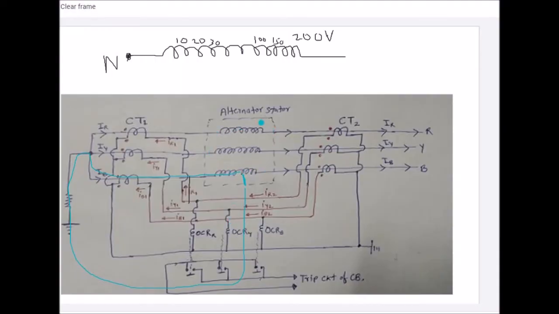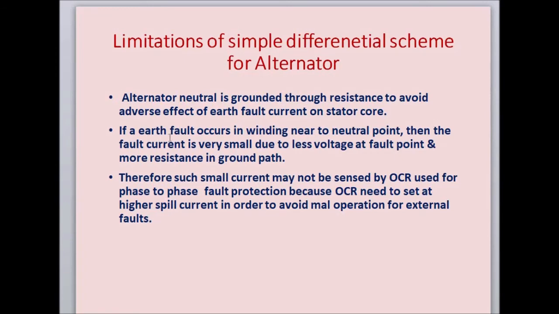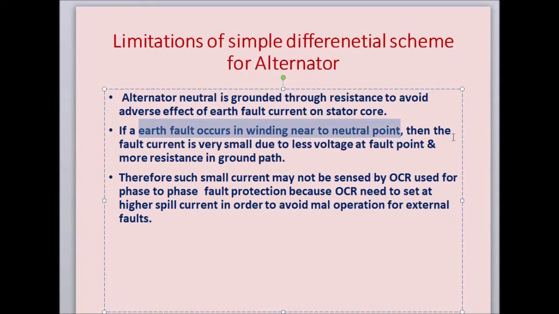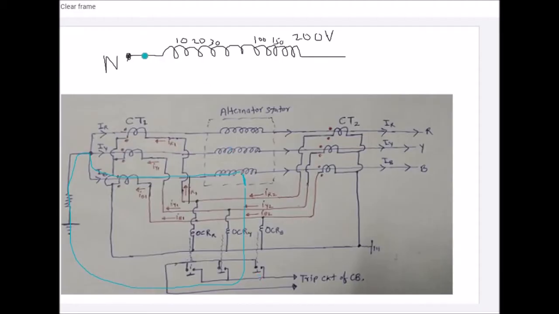So this is the alternator stator winding. The stator winding neutral is grounded through a resistance in order to avoid the effect of earth fault current on the stator core. But due to this, what happens? If an earth fault occurs in a winding near the neutral point, then the fault current is very small due to less voltage at the fault point and more resistance in the ground path. This we will explain from this.